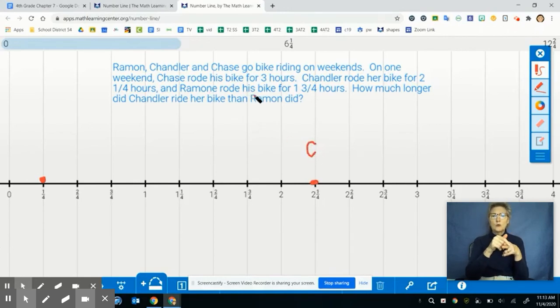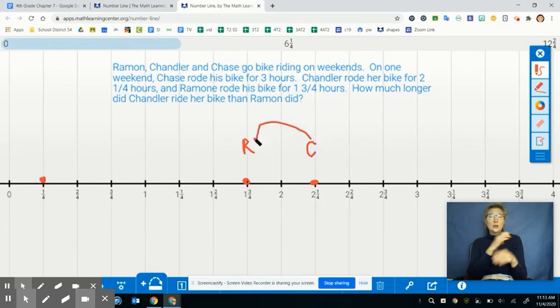When I think about the warm-up, I understand why I had to graph 1 3/4 and why I had to graph 2 1/4 on the timeline, but why did I do 1/4? Now I'm thinking I did 1/4 because I want to understand that these are all 1/4 increments apart from each other. I'm counting up by 1/4. So if I want to find out how much longer Chandler rode her bike than Ramon, I'm going to count by 1/4 and find the difference from 2 1/4 to 1 3/4.